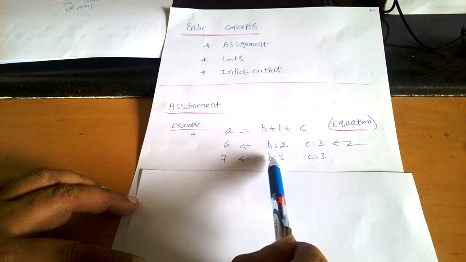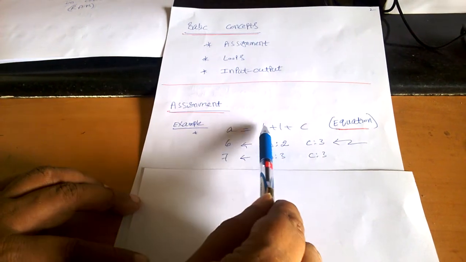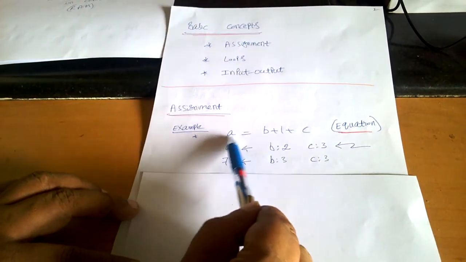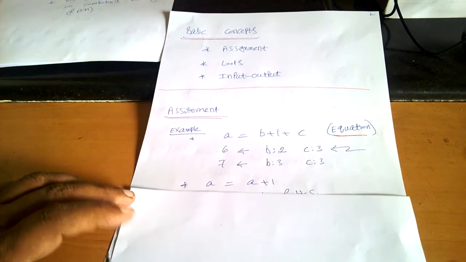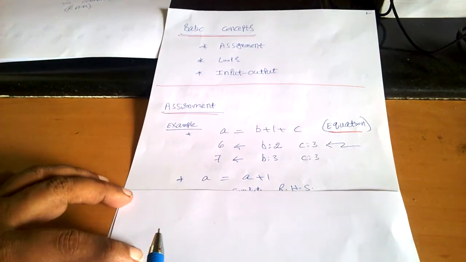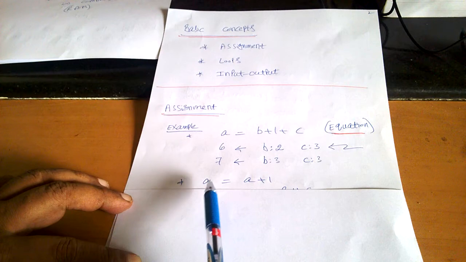We'll take another example. B is 3 and C is 3. So 3 plus 1 plus 3 is 7. 7 goes into A.